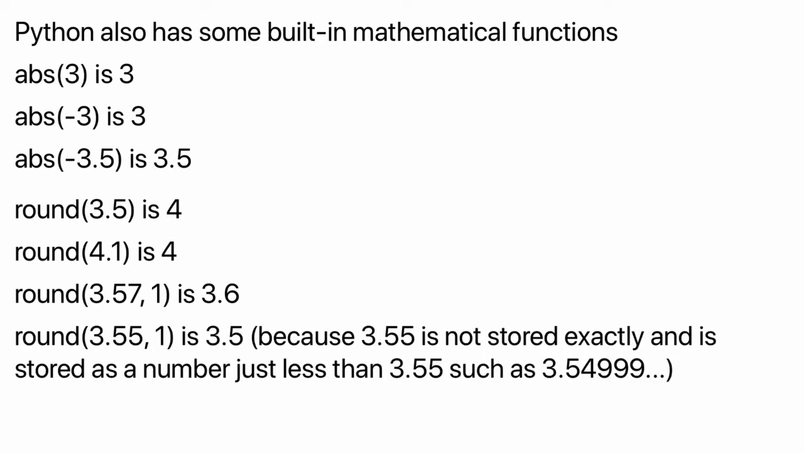Because floating point numbers are not stored exactly, you may get some surprises. Round of 3.55 to one decimal point is 3.5, because 3.55 is not stored exactly and is stored as a number just less than 3.55, such as 3.54999.